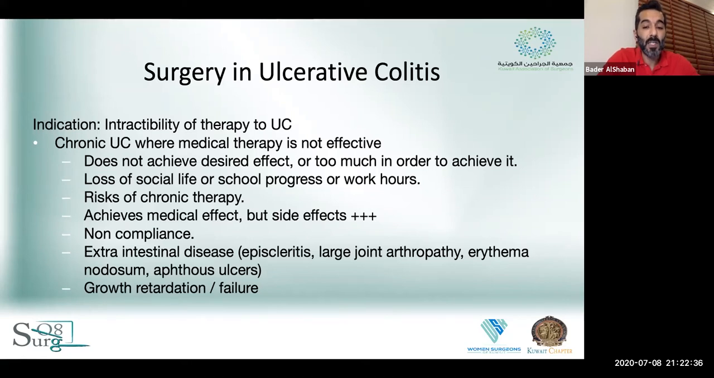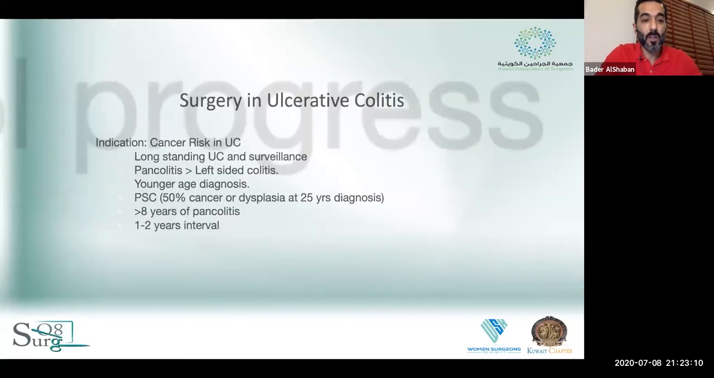Extraintestinal diseases may be considered; however, like I said before, erythema nodosum is the one that shows the most promising response to operation. Otherwise, the other ones do not show significant response to operating. However, the presence of extraintestinal diseases may in itself be an indication of intractability or an indication to operate, especially primary sclerosing cholangitis, as we will talk about later on. Growth retardation is also considered a failure of medical intervention, and surgery should be discussed.